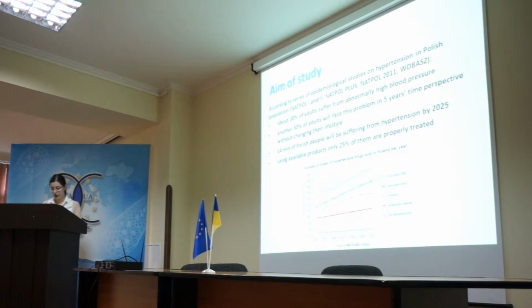According to a series of epidemiological studies on hypertension in Poland, about 30% of adults suffer from abnormally high blood pressure. It is reported that another 30% of adults will face this problem in 5 years' time because of bad lifestyle.